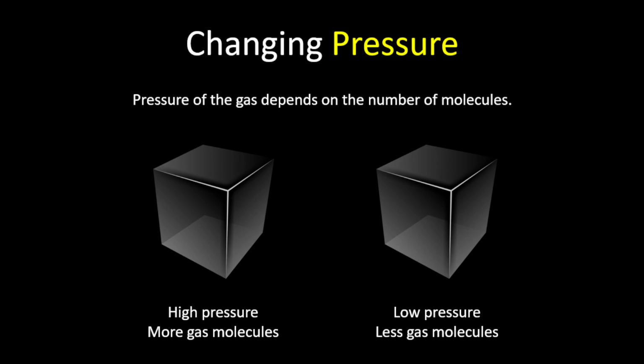Pressure of the gas will always depend on the number of molecules. So if we say that these are 2 containers of the same size, and if I say that the left container has high pressure, what I mean is that I have a lot of gaseous molecules inside here. For the lower pressure container, I would have relatively fewer gas molecules. So this is the first knowledge that you need to have.